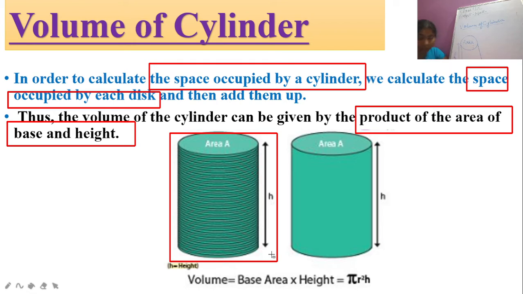So what is the area of a circle? That is pi r square, right? And the height is h. So this is our formula, students: pi r square h, the volume of a cylinder.